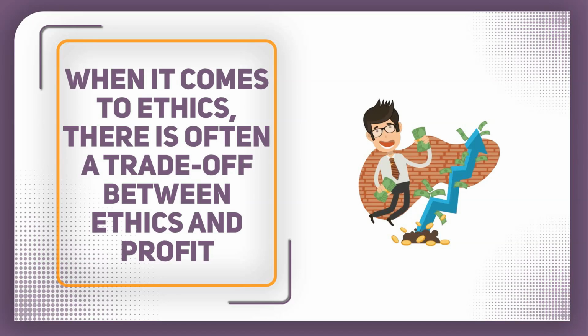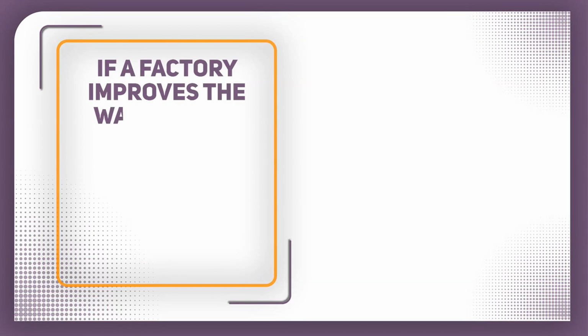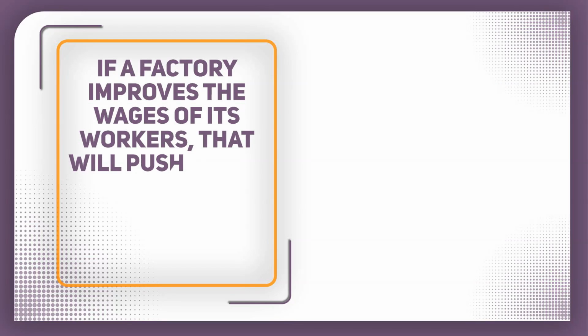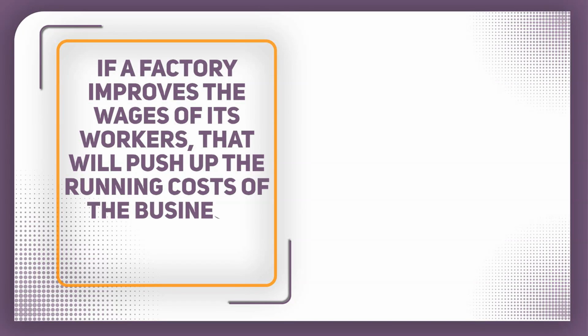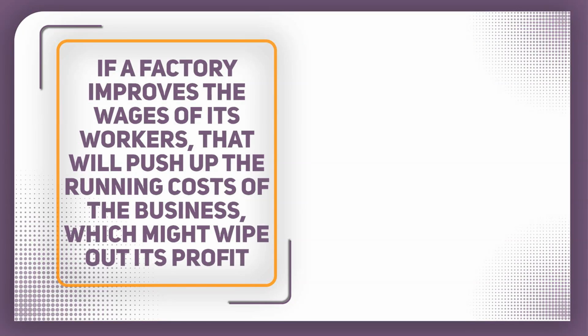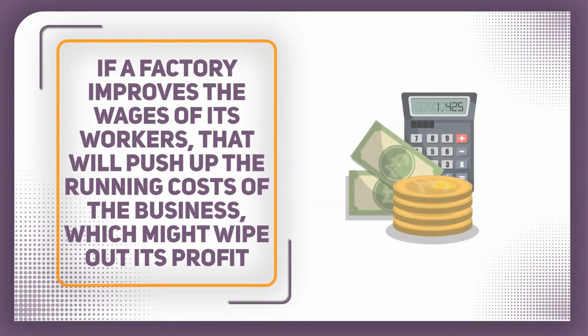So we can think that it is wrong for the fast food company to advertise to children, but if not, they may risk failure. If a factory improves the wages of its workers, that will push up the running costs of the business, which might wipe out its profit, or it may decide to put up its prices to cover these increased wage costs, which may result in lower sales, and again, the business might end up out of action.